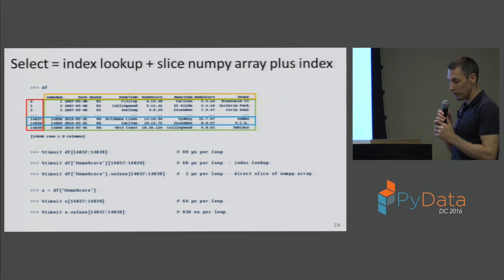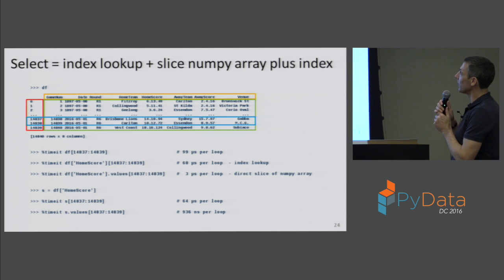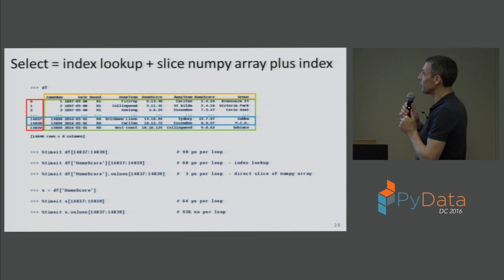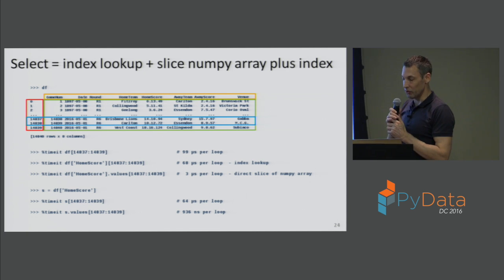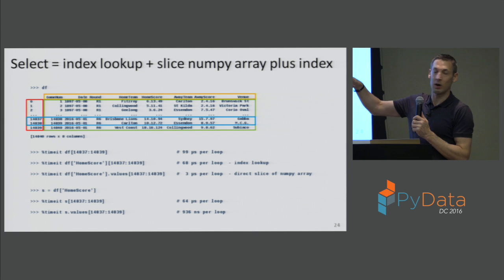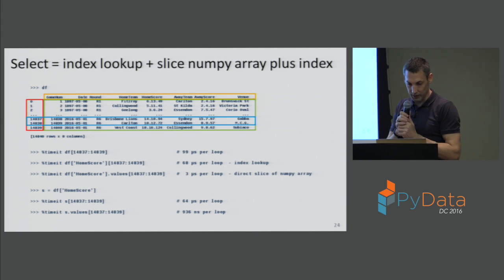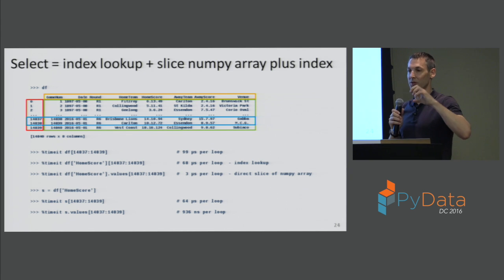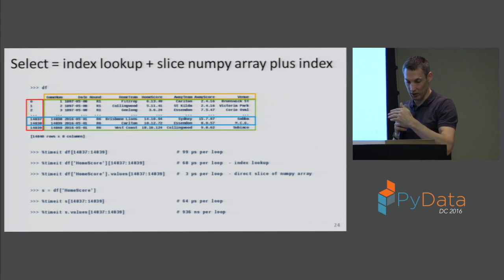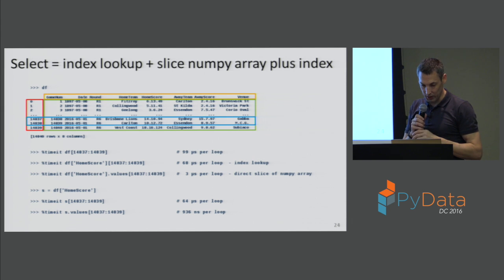So when we're thinking about what these selection operations are, they can be boiled down to looking up in the index, a row index or a column index, to see which rows or columns that we need, and then an operation to actually retrieve the right rows from the underlying numpy data. So here is some timings for doing different aspects of that.